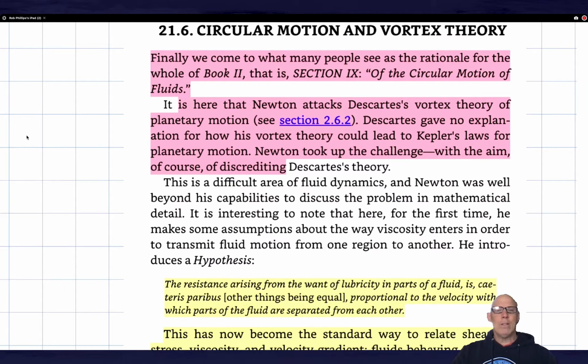Descartes gave no explanation for how his vortex theory could lead to Kepler's laws for planetary motion. Newton took up the challenge with the aim, of course, of discrediting Descartes' theory.